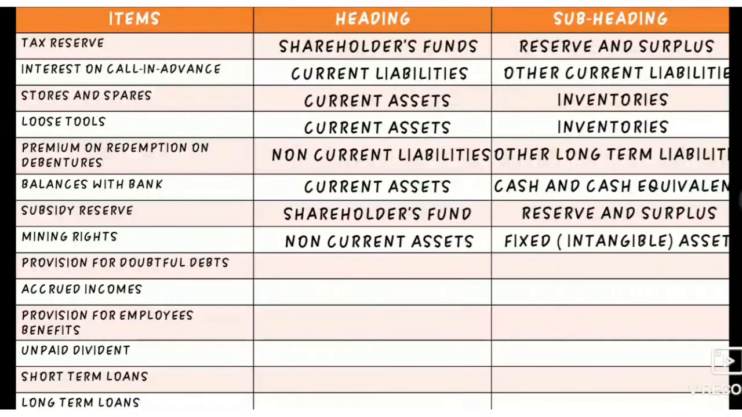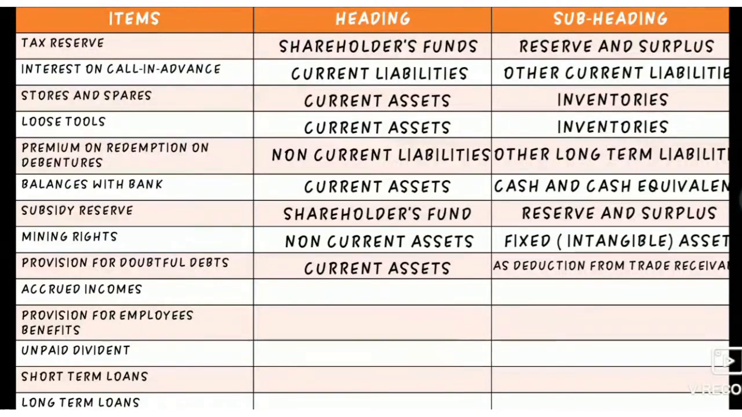The next is provision for doubtful debt. Provision for doubtful debt is related with debtors, and the debtors heading is current assets. So the provision for doubtful debt will automatically come in the heading current assets. Because debtors come in trade receivable, and we all know that provision for doubtful debt is deducted from the debtors, there will be no separate subheading, because it is deducted from trade receivable. So the subheading will be deducted from trade receivable.